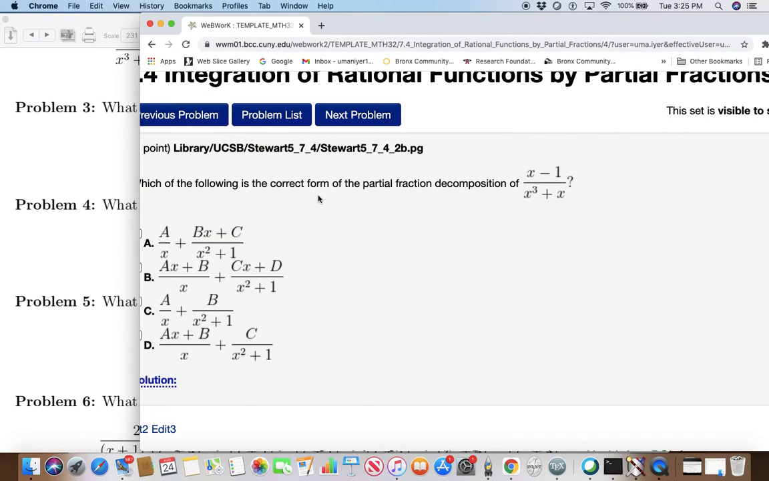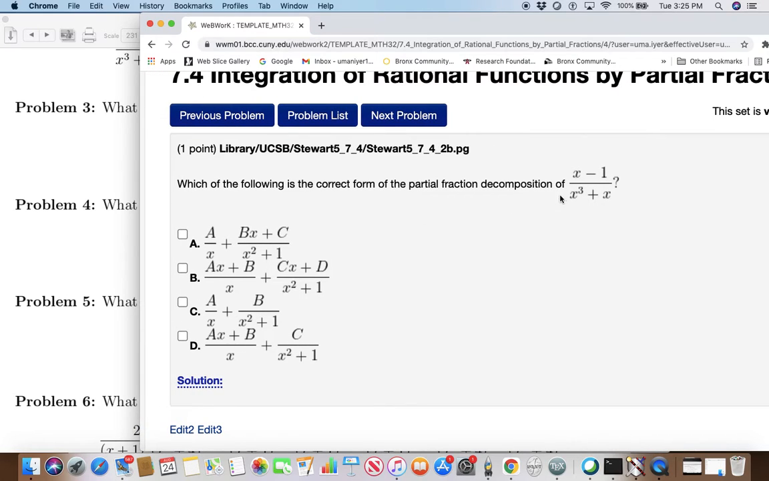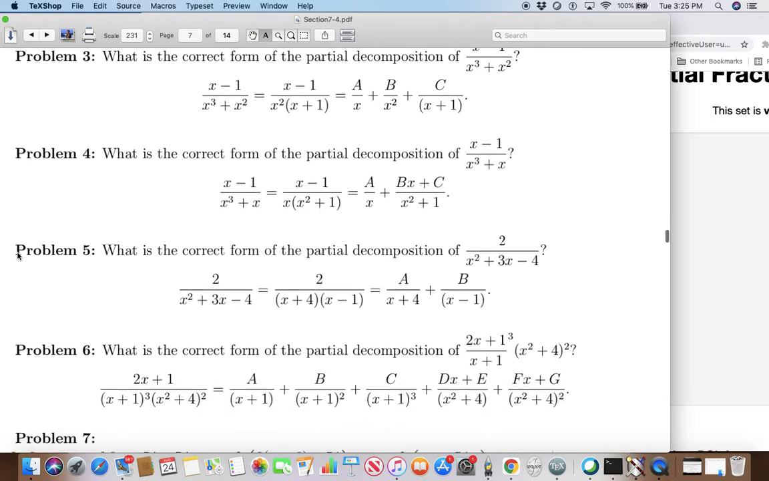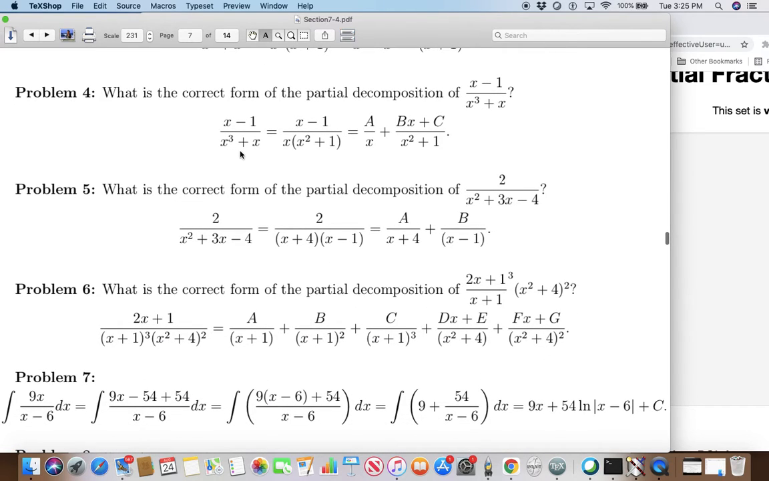Next. Which of the following is the correct form of the partial fraction decomposition of x minus 1 over x cubed plus x? Now here x is a common factor. When I pull out x common, I'm left with x squared plus 1. Numerator is x minus 1. So that is a linear factor appearing only to power 1. So a constant over that x.